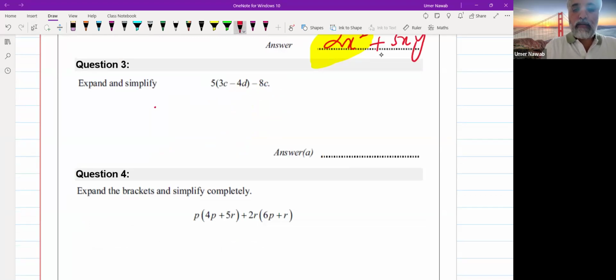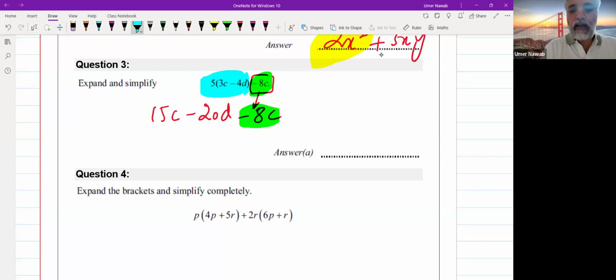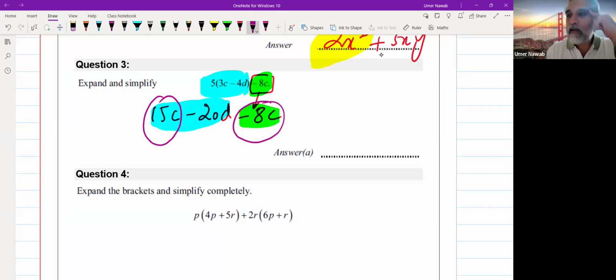Expand the brackets, boys. 15c minus 20d and keep the negative 8c as it is because this is untouched. It has no relationship with the bracket. So I expanded that; the effect of 5 will be happening only on the two terms inside the brackets, 3c and 4d. Now, do we need to simplify? The answer is yes. We have here 15c and minus 8c, which will end up with 7c, and minus 20d is an unlike term, so I'll just copy it as it is.